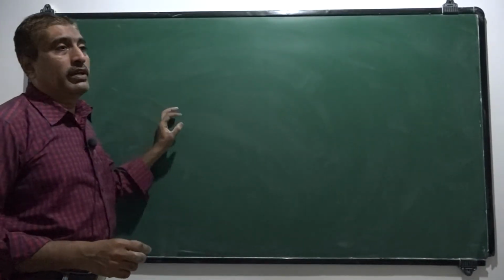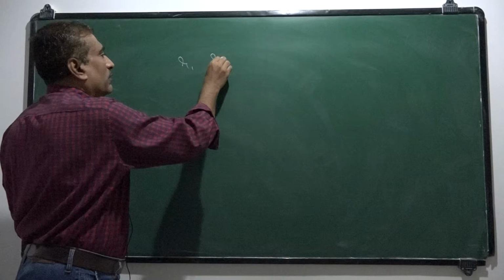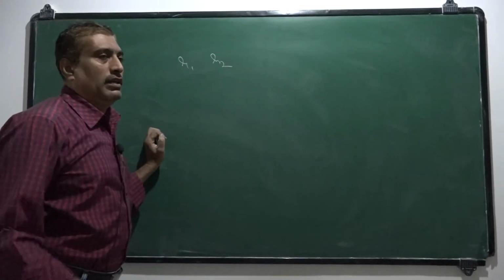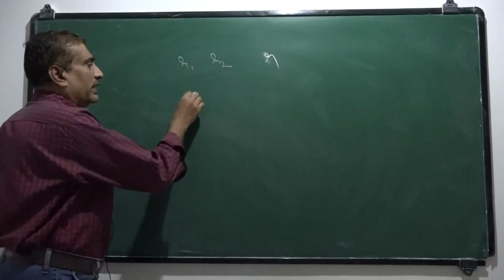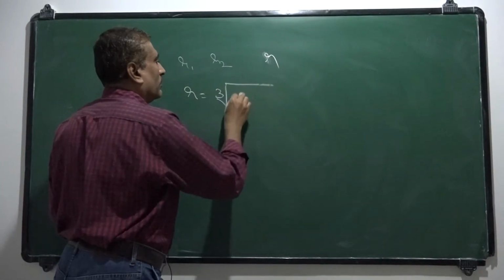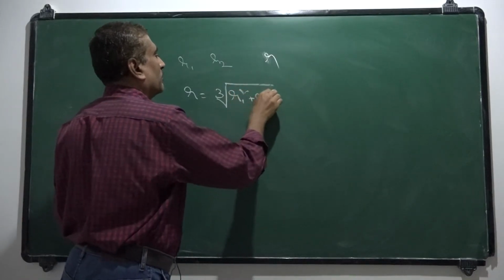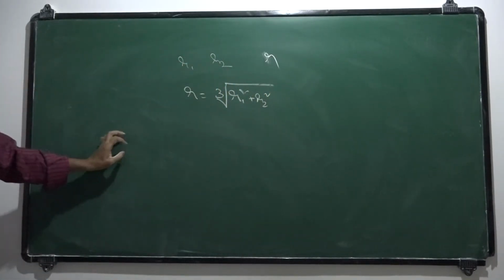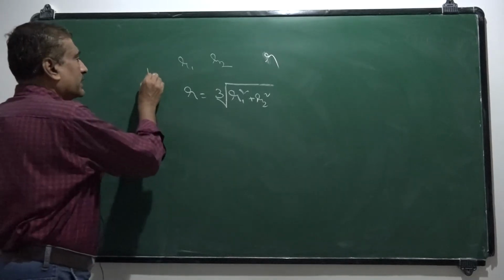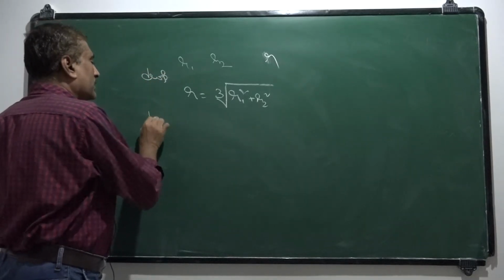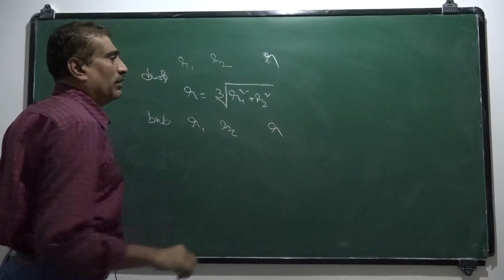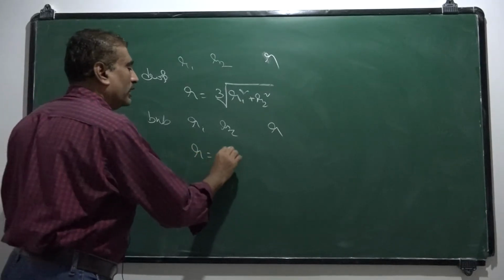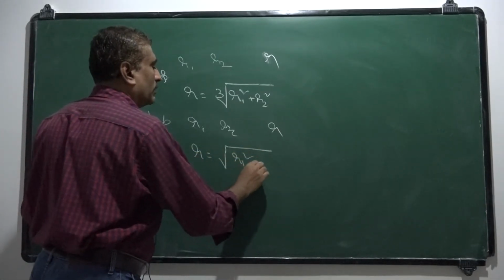And the next formula you have to remember is: two liquid drops of radius R1 and R2 combine to form a big drop of radius R. Then that radius is given by the cube root of R1 cubed plus R2 cubed. And in the case of bubbles of radius R1 and R2 combining to form a bubble of radius R, the radius of the big bubble is given by the square root of R1 square plus R2 square.